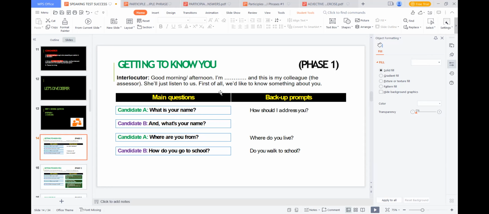I have students who, when we ask, what's your name, say, my name is so-and-so, and I live in where, blah, blah, blah. That's not straight to the point. You're giving too much detail, okay? Later we'll show the example. To candidate B, what's your name? Where are you from? How do you go to school? So these are the questions, and you just answer straight to the point. Okay, these are the backup questions the interlocutor will ask if students are not able to understand the questions.